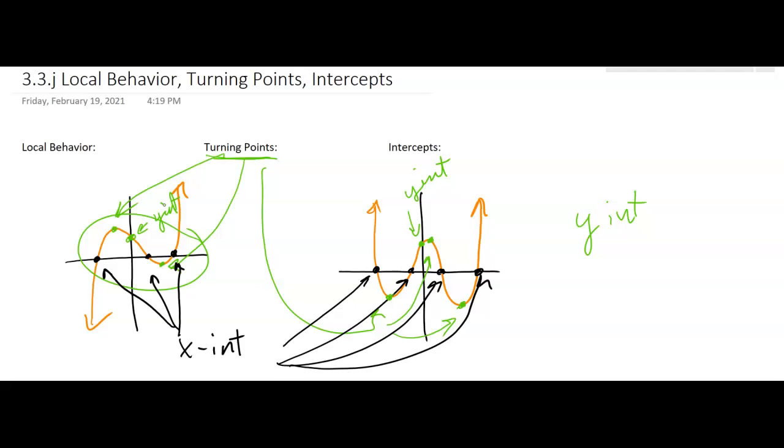All right. I think that's all we want to say about that vocabulary. So local behavior, what's going on in between, talk about turning points, and both x-intercepts and y-intercepts.